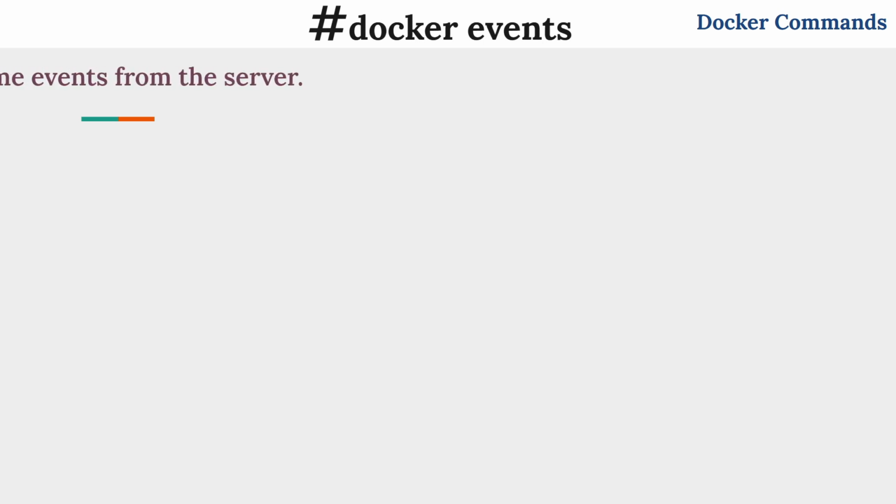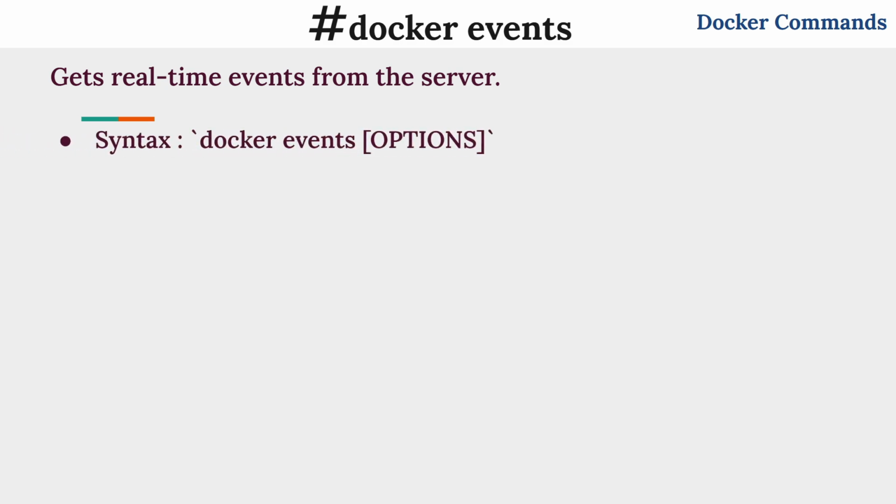The Docker events command in Docker is used to monitor events that occur within the Docker daemon. It provides a real-time stream of events related to containers and other Docker objects. Here's how you can use the Docker events command. Let's see the syntax. docker events [options].